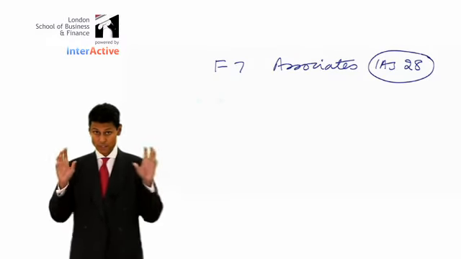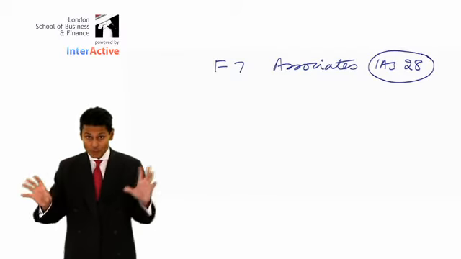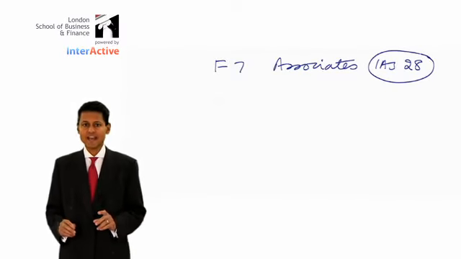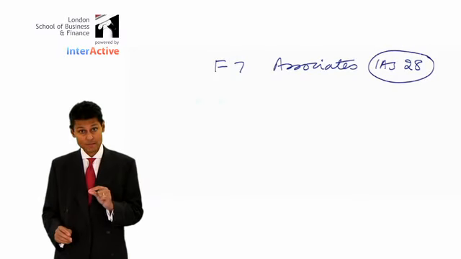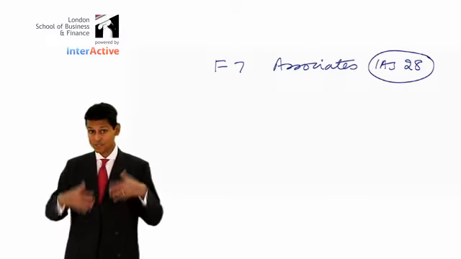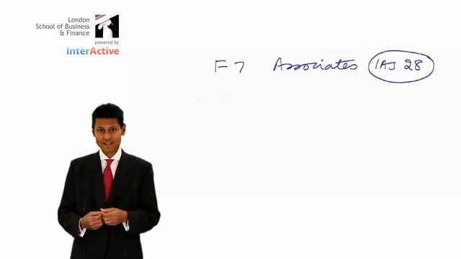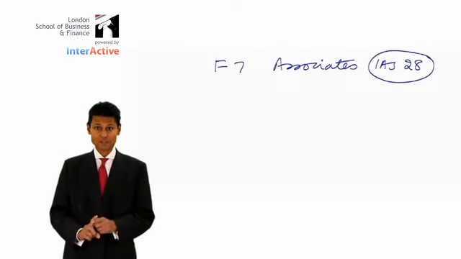So the key approach with the associate is to ignore the associate except as a one-line item in the consolidated statement of financial position. The reason is you don't control the associate. So it's absolutely key that you do that.